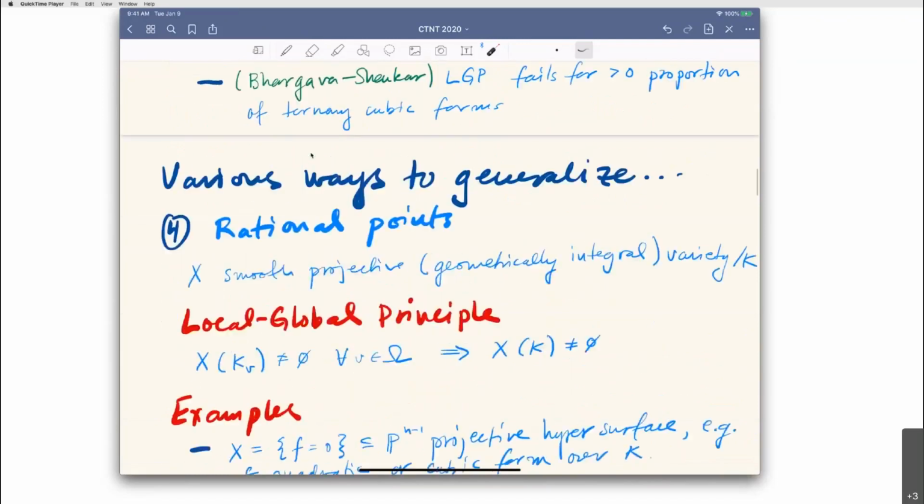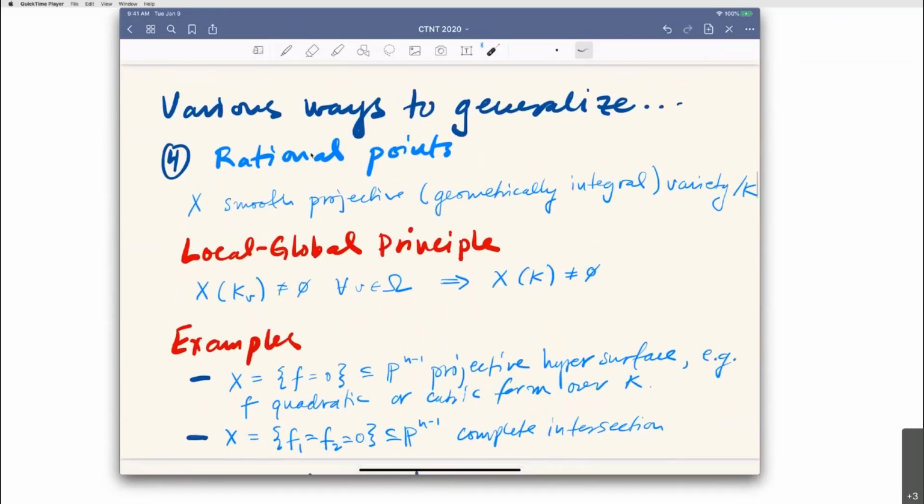All of these counterexamples one can reformulate geometrically as a local-global principle for the existence of rational points. So if X is a smooth projective, say, geometrically integral variety over our favorite field K, then we might ask whether the existence of rational points for all completions implies the existence of rational points. And this is just a reformulation of the various previous examples.